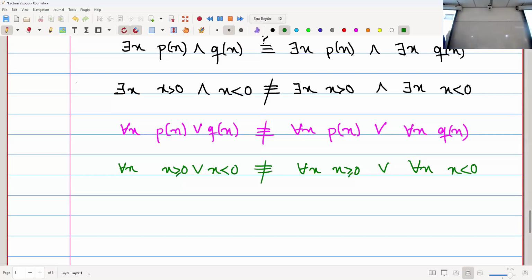You see, this one is saying that every real number is greater than or equal to 0, or every real number is less than 0. Both of these are false, so their or is also false. But on this side, it's saying for every particular real number x, this particular x is greater than or equal to 0 or less than 0. And this is true. Every x satisfies this, so this whole thing is.